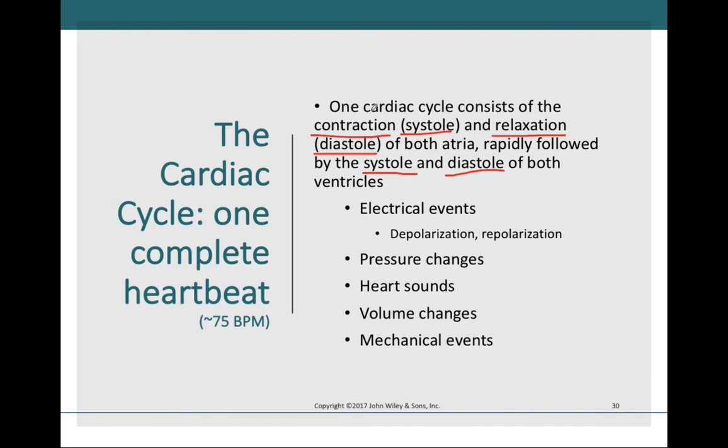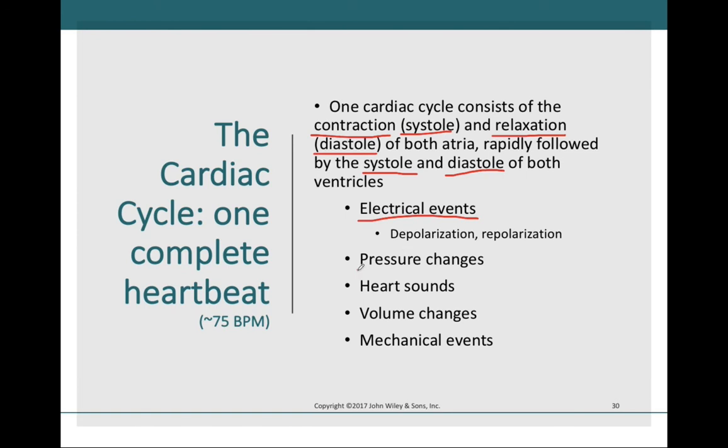Now, we can look at the cardiac cycle in many different ways. We can look at it in terms of the electrical events that occur, and that would be the depolarization and the repolarization of the action potentials as they pass through the different chambers in the heart. We could break that down even further and talk about the potassium, sodium, and calcium channels that are opening and allowing different substances to flow in or out of the heart. That's just one of the ways that we can break down the cardiac cycle and really understand what's going on in the heart as it's pumping blood.